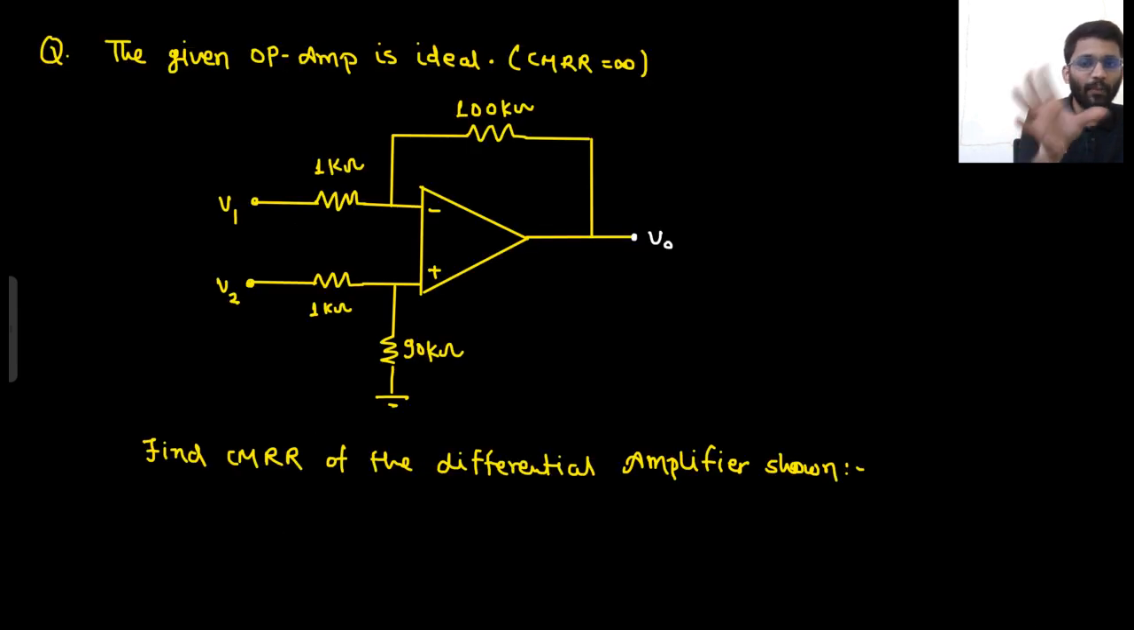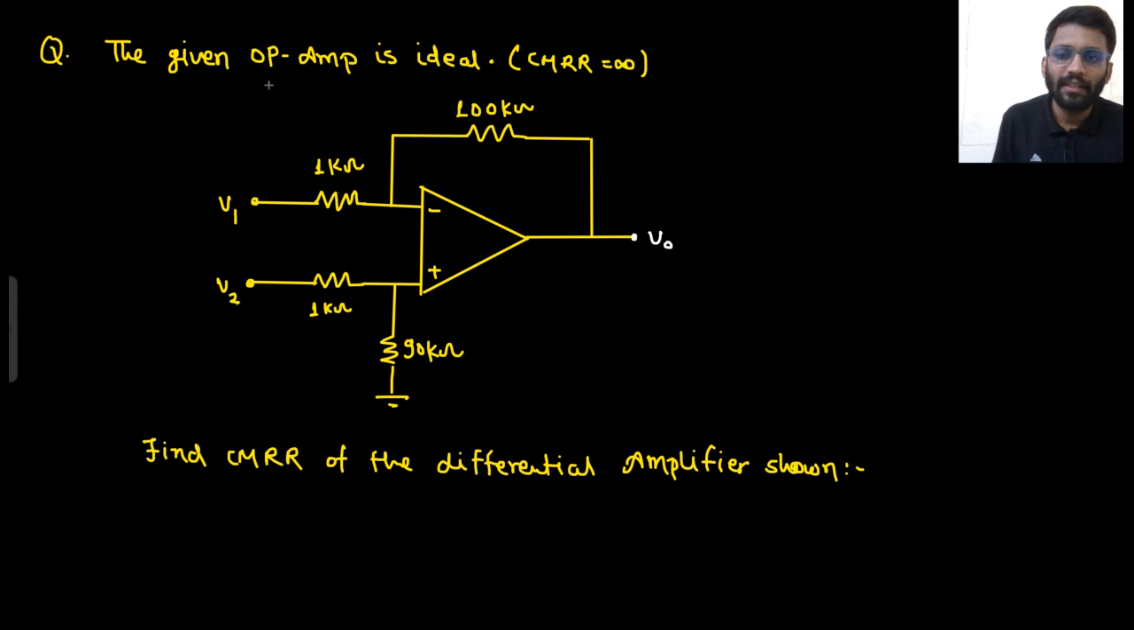In this case, the OpAmp is ideal. It is having CMRR equals to infinity. But the configuration is not the ideal differential amplifier configuration. If it was the ideal differential amplifier configuration, that means RF by R would have been the ratio of this to this and this to this would have been the same, but it is not the same here. So there will be some common mode output as well, there will be some differential output as well.